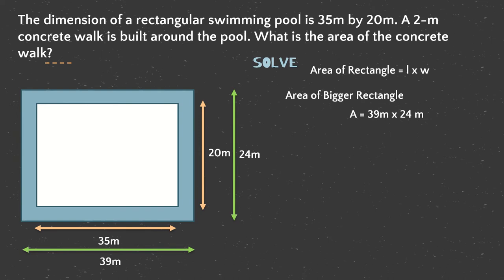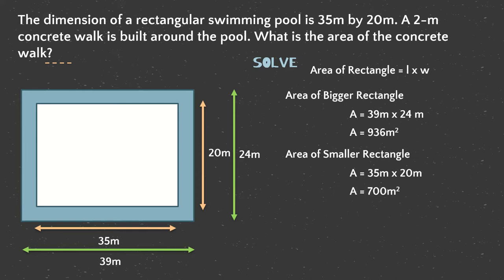So that would be 39 meters times 24 meters. That would be 936 square meters. And the area of the smaller rectangle, since the width is 20 meters and the length is 35 meters, we have 35 meters times 20 meters is equal to 700 square meters.